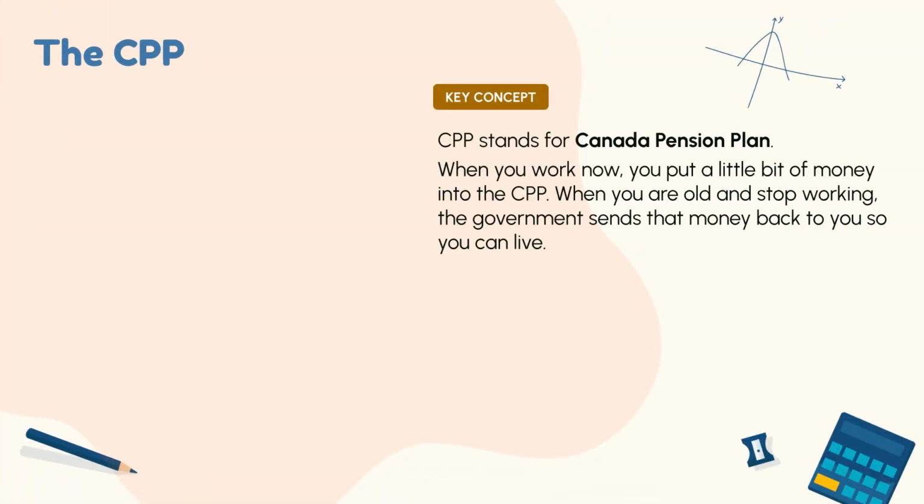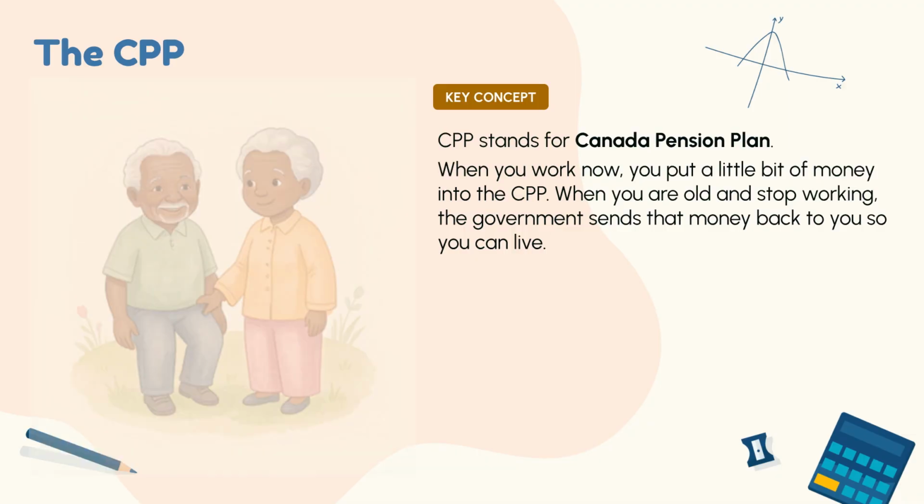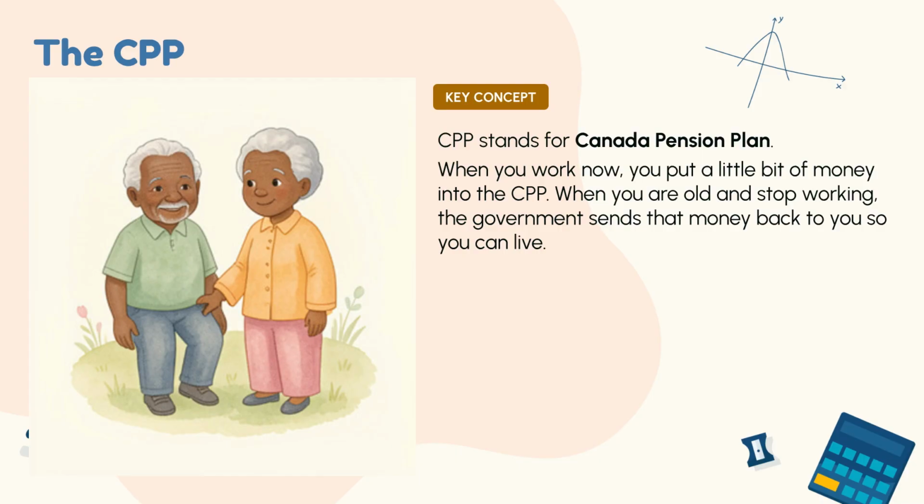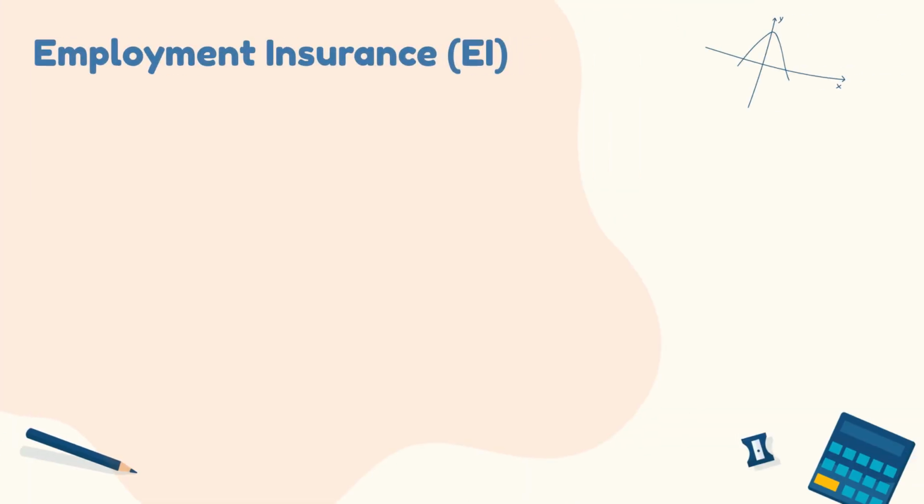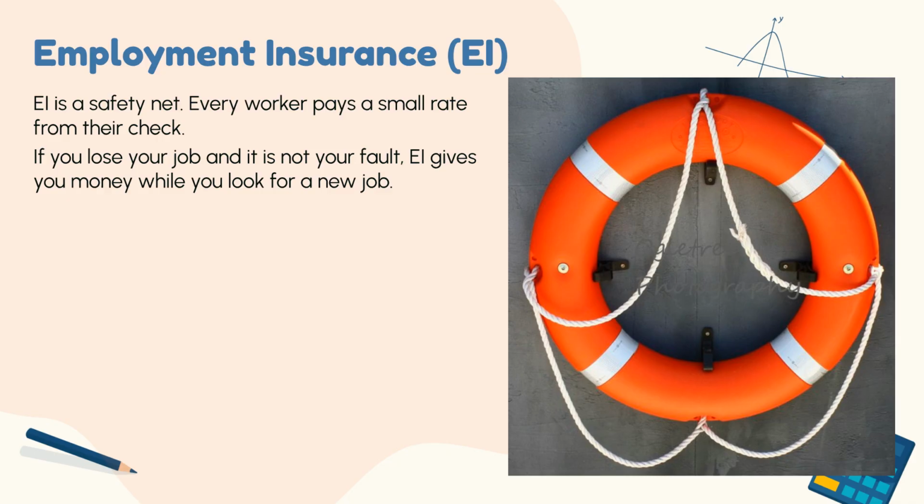The Canada Pension Plan, or CPP, is a key concept. It's money you contribute while working. The government sends this money back to you after you retire, so you can support yourself. Employment insurance, or EI, acts as a safety net. Every worker pays a small amount from their check. If you lose your job through no fault of your own, EI provides money while you search for new employment.